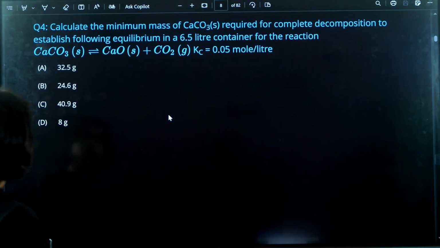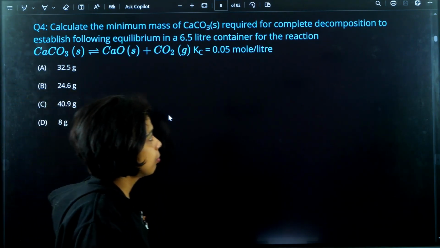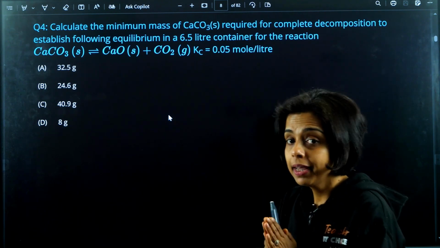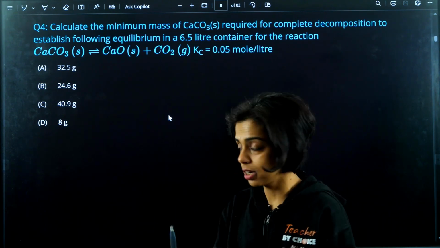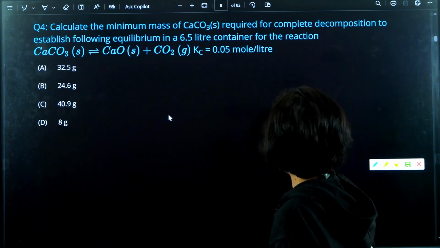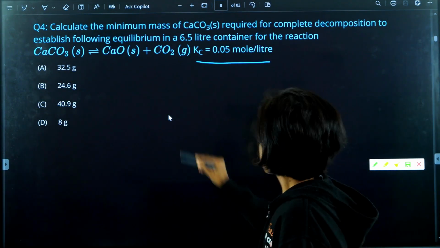Now, the fourth question: calculate the minimum mass of calcium carbonate required for the complete decomposition to establish the following equilibrium in a 6.5 liter container. So this is the reaction, and we are also given the equilibrium constant, Kc.